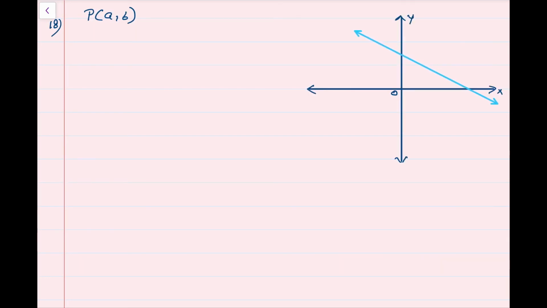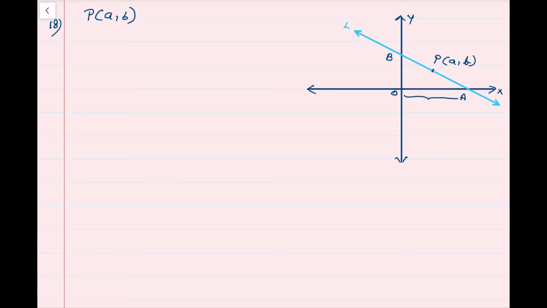Question number 18. P(a, b) is the midpoint of a line segment between the axes. Show that the equation of the line is x by a plus y by b equal to 2. Let us consider this line L. The line segment between the axes is AB, and the midpoint of this is P with coordinates (a, b).